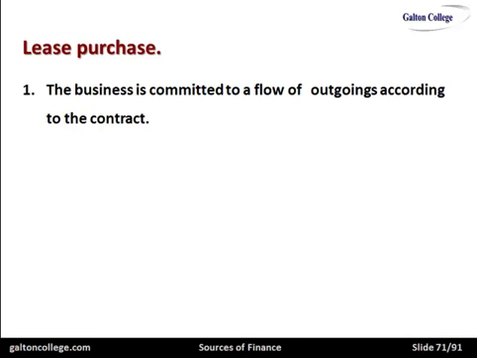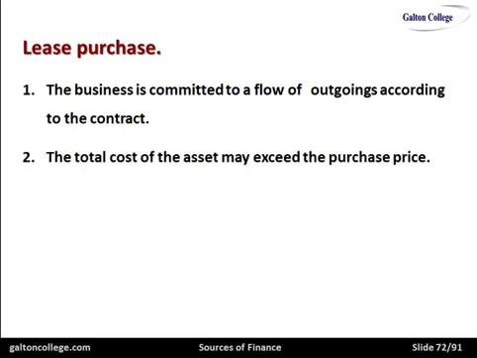In effect, there's a contract in place. The total cost of the asset may exceed the purchase price. When lease purchase is put in place, generally speaking, the company who's doing the leasing will get a more advantageous price for the equipment. So it's perhaps more expensive for the company to engage in this type of purchase than buying it outright. Of course, the company may not have the resources to buy it outright, and that's why they're forced into the lease purchase arrangement. But generally speaking, the item is more expensive in this way.